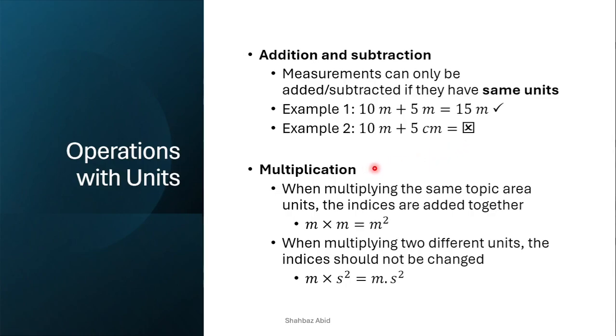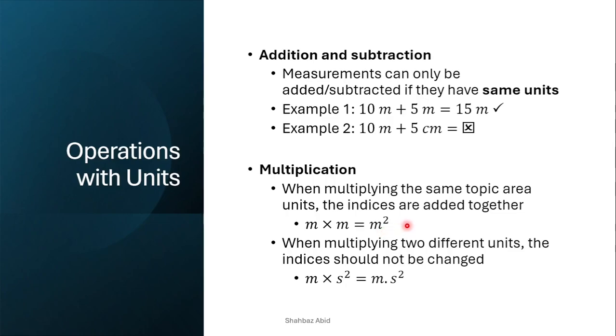In the case of multiplication, if we are going to multiply two units which are identical to each other, we are going to add their powers. So for example, if we are multiplying meter with meter, we are going to get meter squared, and this is a unit of area.